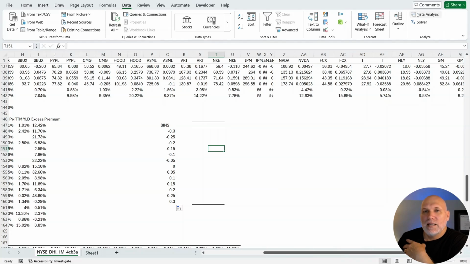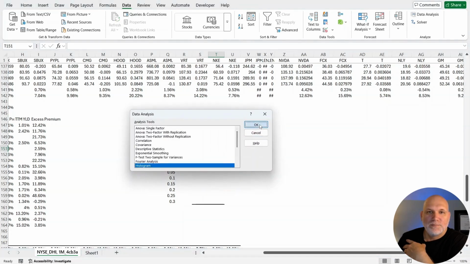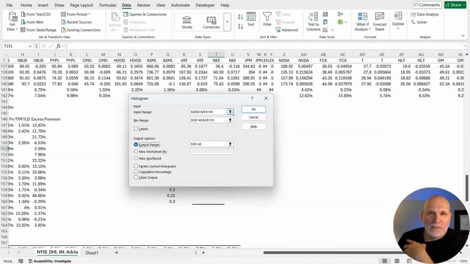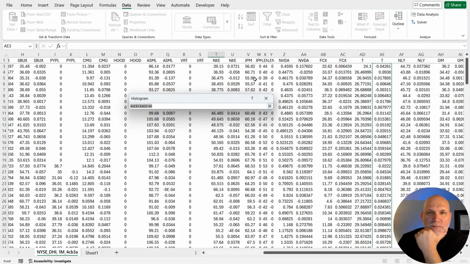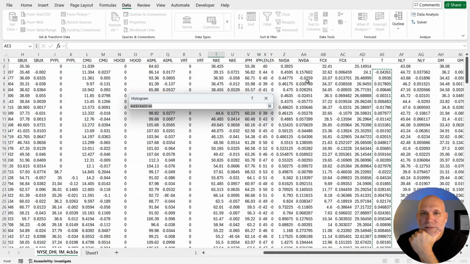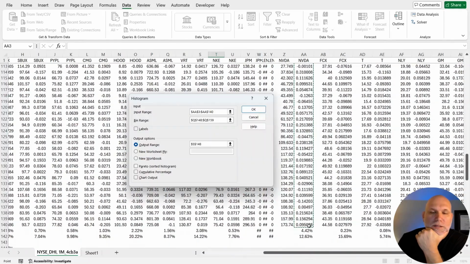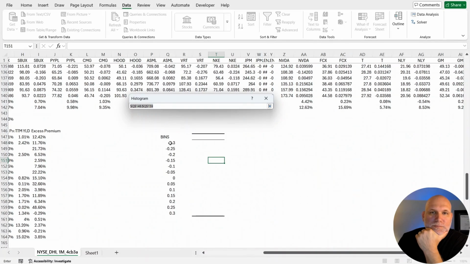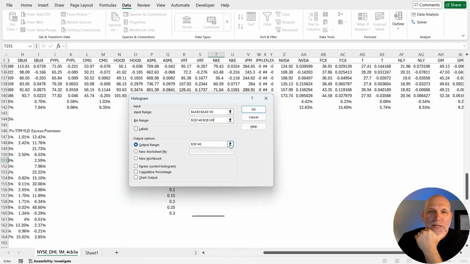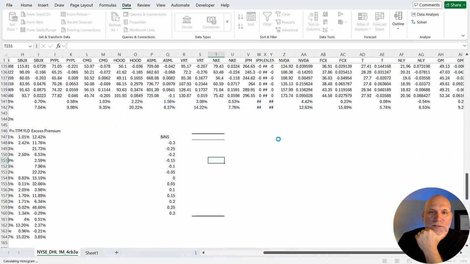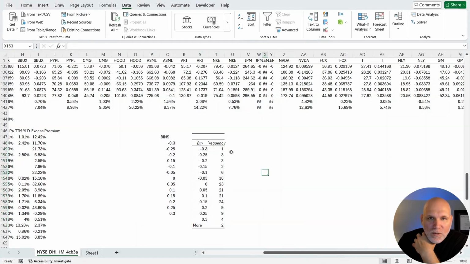So you go to data analysis now, build the histogram, and you say, what's the input range? So let's go look at, for grins, let's look at NVIDIA. All right, so I'm gonna go grab all those monthly returns. Where's my bin range? Here. And where do I want to put it? My output range is already selected. So let's do that. Okay, so you can see the returns.